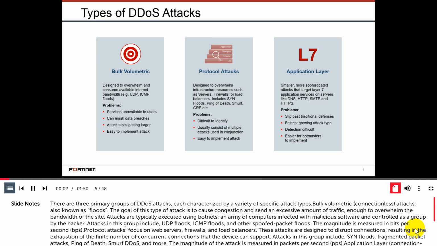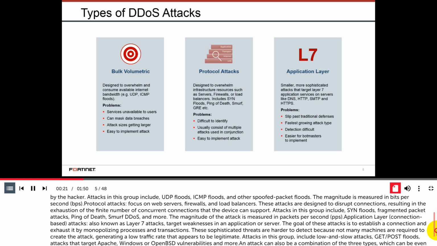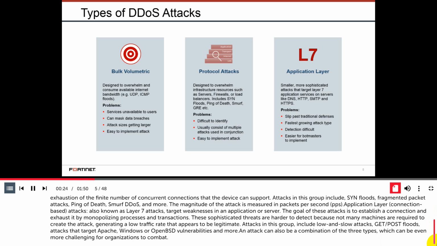There are three primary groups of DDoS attacks, each characterized by a variety of specific attack types. Bulk volumetric, connectionless attacks, also known as floods. The goal of this type of attack is to cause congestion and send an excessive amount of traffic, enough to overwhelm the bandwidth of the site. Attacks are typically executed using botnets, an army of computers infected with malicious software and controlled as a group by the hacker. Attacks in this group include UDP floods, ICMP floods, and other spoofed packet floods. The magnitude is measured in bits per second, BPS.